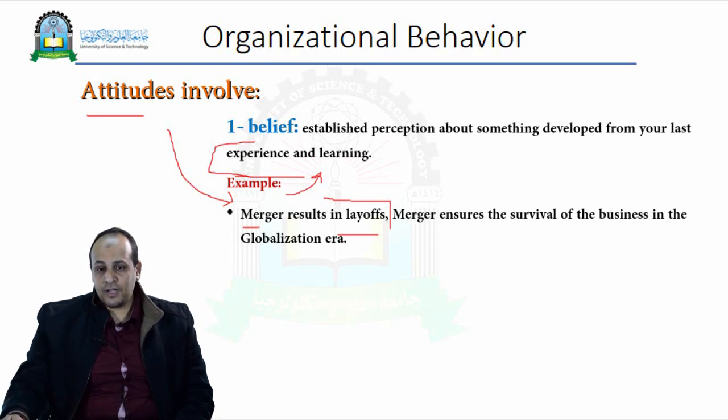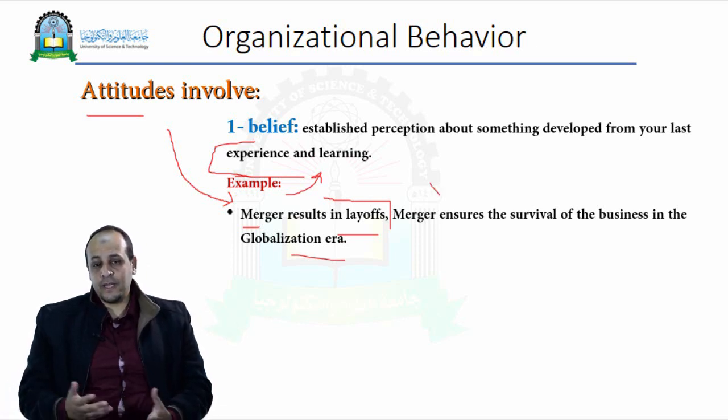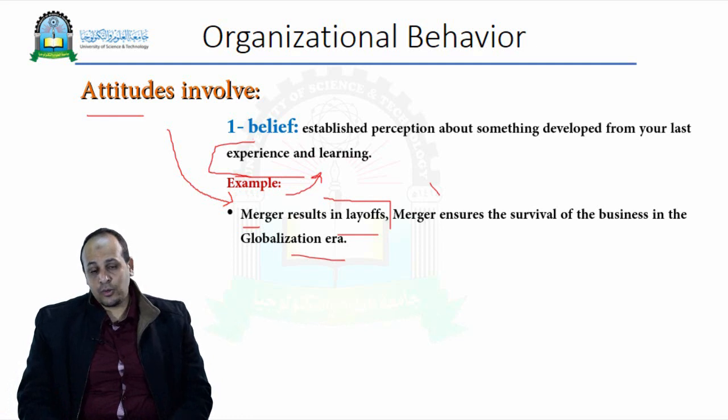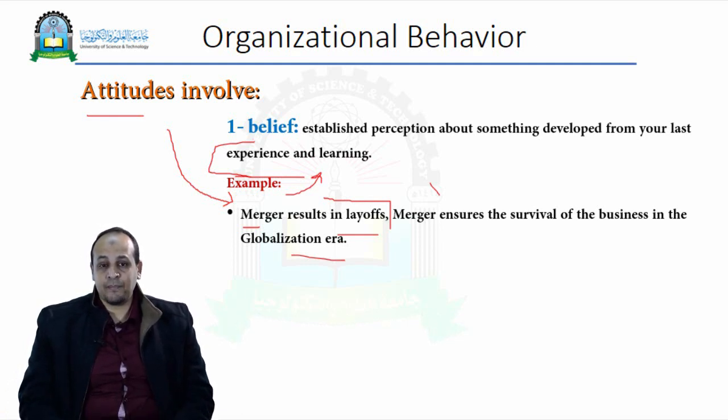So here, merger ensures the survival of the business in the globalization era. Now, this is another point of view which can be held by another person. يعني قد يكون هناك فرصة للتطوير والتأهيل والاندماج وولوج أسواق جديدة واستمرارية المشروع بناء على تطور الأعمال التجارية في الوضع الحالي. فنقطتين مختلفتين بناء على آراء سابقة تجارب سابقة تسبب التغيير في اتجاهات الأفراد نحو هذا الحدث which is merger.